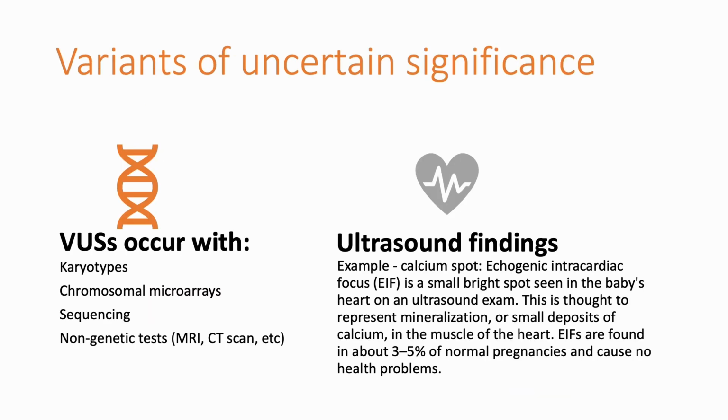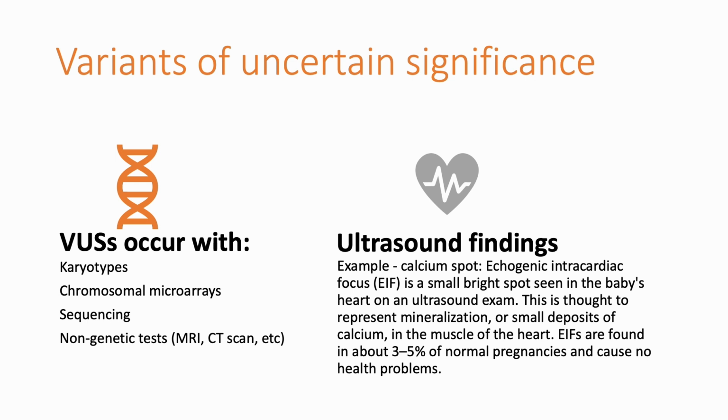VUSs can occur with several different types of tests, including karyotypes, chromosomal microarrays, sequencing, and even non-genetic tests, including imaging techniques like MRIs, CT scans, and ultrasounds that can also reveal findings that lead to variants of unknown significance.